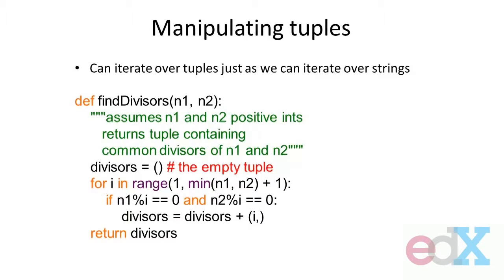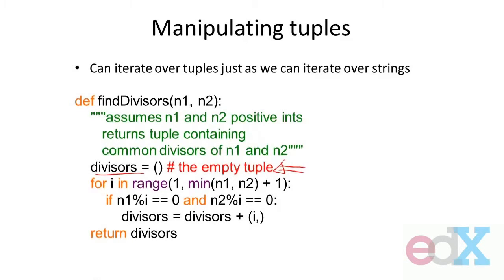Here's a little piece of code that's going to find the common divisors of n1 and n2. It assumes that they're both positive integers, and it's going to give us back a tuple containing all the common divisors. How am I going to do that? Well, let's look at the code. I'm going to set up divisors initially to be, oh, look at that, the empty tuple. So this is telling me that divisors is a tuple that currently has no elements in it, that open close paren.